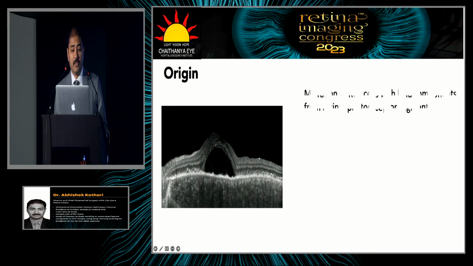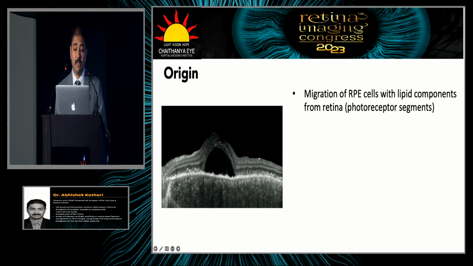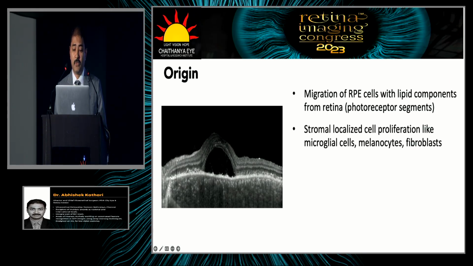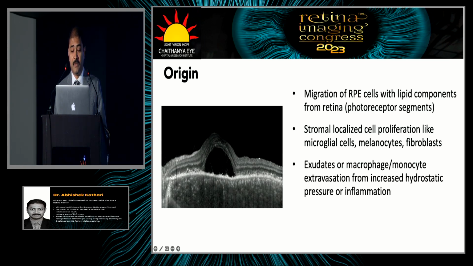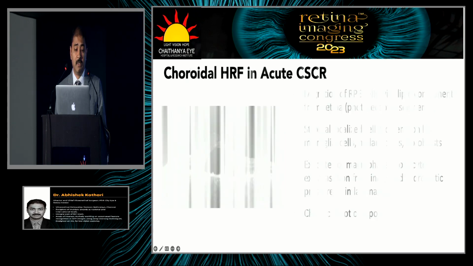What is their origin? Very doubtful. People say that it could be migration of RPE cells with lipid components in degenerating retina. So in retinal degenerations, it could be that. It could be stromal localized cell proliferation of microglial cells, melanocytes or fibroblasts in chronic conditions like chronic CSCR. It could be exudates of macrophages or WBCs in inflammation, or it could be just a simple chronic fibrotic response to choroidal congestion. So nobody knows for sure, but these are the possible origins.